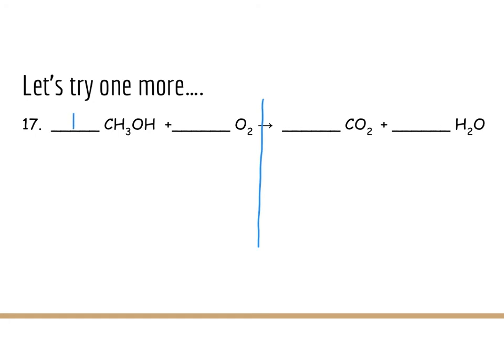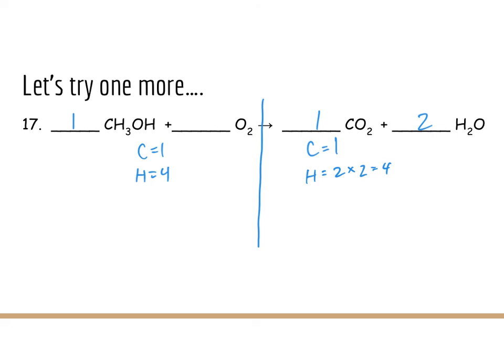Again, I'm going to put a 1 in front of the scarier element here. We got a bunch of carbons and hydrogens that are broken up, and I'm just going to start balancing from that. So my carbon on this side, I have 1. My carbon on this side, I have 1. My hydrogens on the left, I have 4. And over here, my hydrogens, I only have 2. So I'm going to put a 2 in front of that. So I get that up to 4. So it's balanced.